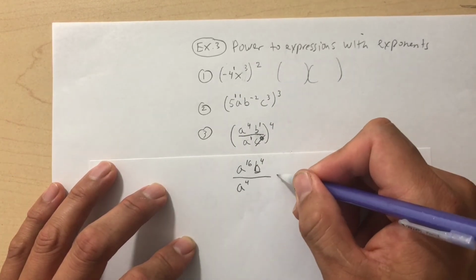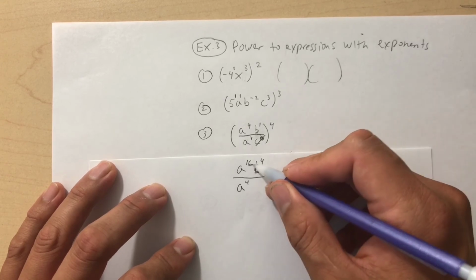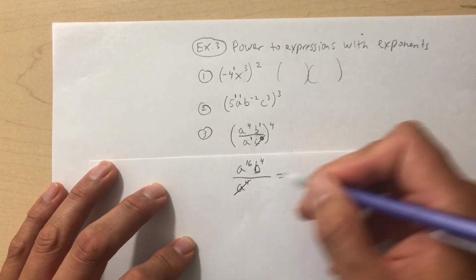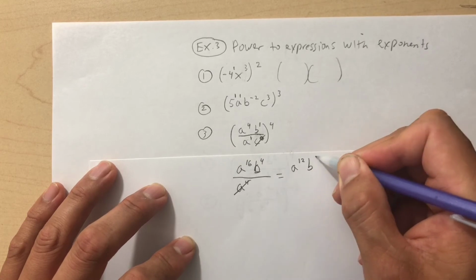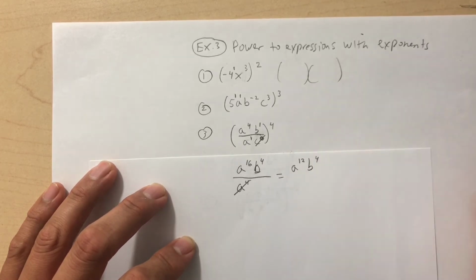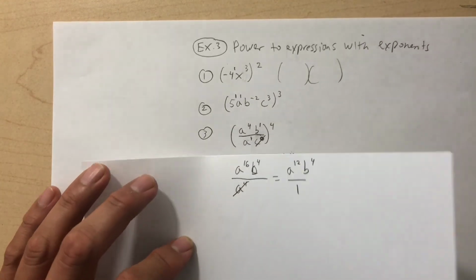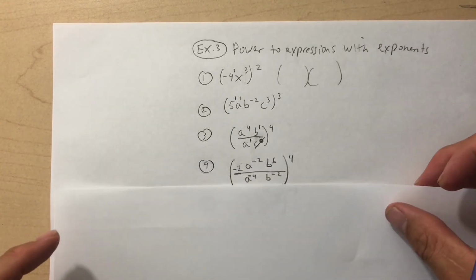So let's go ahead, and I realized that you could subtract the exponent, so this guy is gone, so you get a to the 12th and then b to the 4th. Now you can put it over 1 if you wanted to. You don't have to. Yeah, I'll do it, but you don't have to. All right? Okay, let's go and move on to number 4.